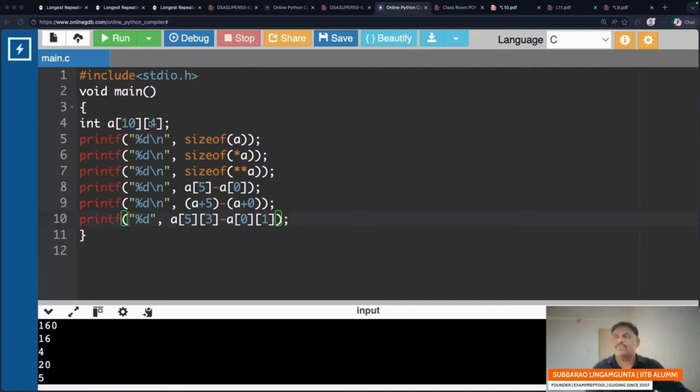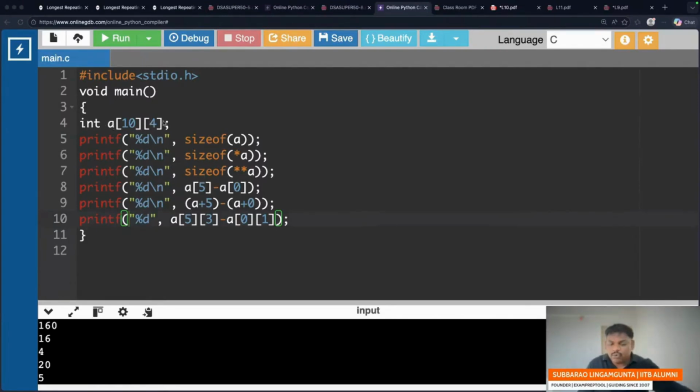One element size is 4 bytes. Right? 40 into 4 is going to be 160. 4 4s, 16. So system to system, depending upon how much memory is there, the address size will keep on changing. So one element size is going to be 4 bytes. If anyone has a small doubt, can you see this one?